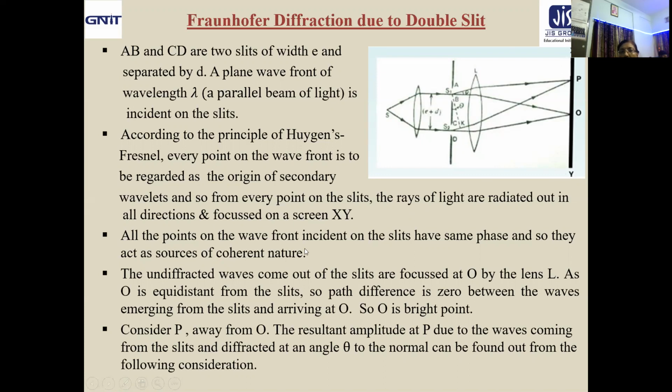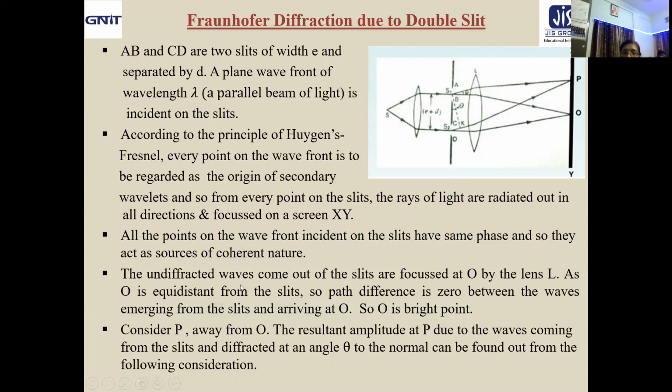Now all the points on the wavefront incident on the slits have the same phase, because they start at the same instant and the velocities are the same. Naturally, all the points on this wavefront on the slits are of the same phase. That means they act as sources of coherent nature.